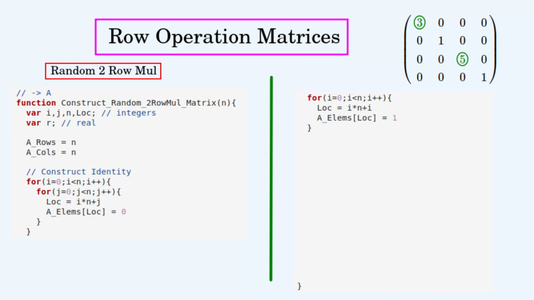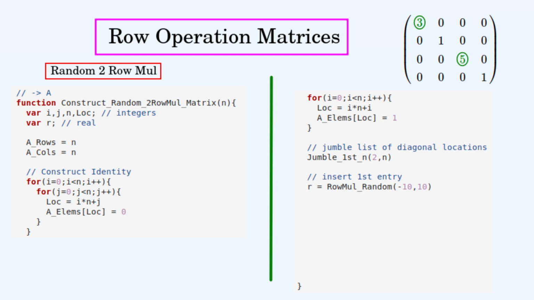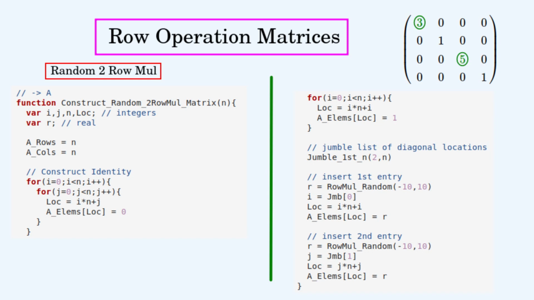Now to make this function that creates a matrix with two random non-zero 1 numbers in the diagonal, we'll firstly create an identity matrix. Then we'll jumble up two numbers from a list of diagonal locations. We'll get the first random number. We'll get the first random location of a diagonal entry and insert this number into it. We'll get the next number on this jumbled list, which is guaranteed to be different to the first, and insert a random number into its corresponding location in the diagonal of the matrix.